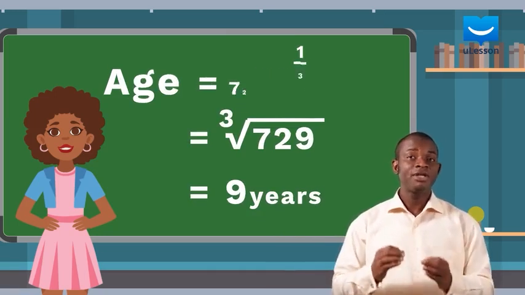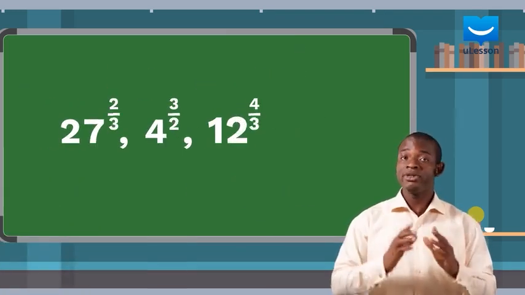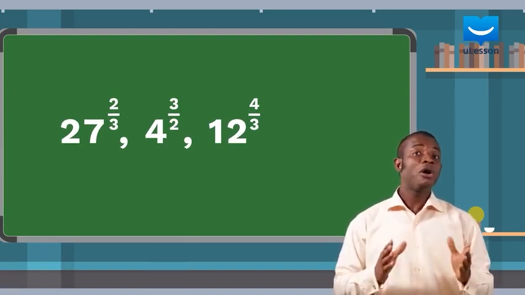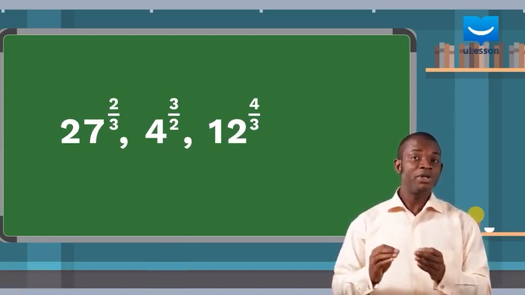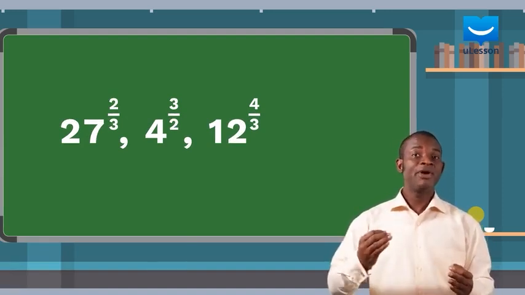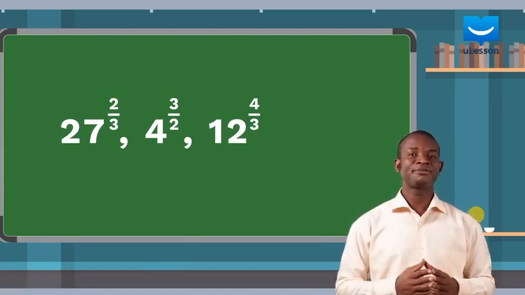What if the fractional index has another number other than 1 as the numerator? How do we go about it? All you do is find the root of the base to the degree of the denominator and then raise the value to the power of the numerator.